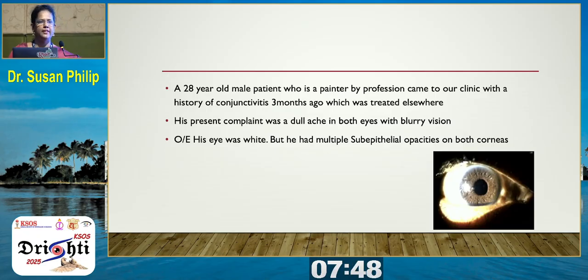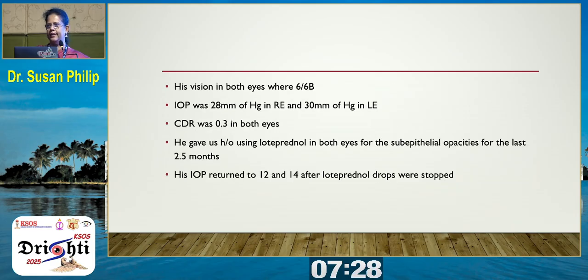So let me first present to you a patient who has come to us, a 28-year-old male patient who is a painter by profession. He came to our clinic with a history of conjunctivitis 3 months ago, which was treated elsewhere. His present complaint was a dull ache in both eyes with blurry vision. His eyes were white, but he had multiple subepithelial opacities in both corneas, and his vision was 6/6 blurred in both eyes. Intraocular pressure was 28 millimeters of mercury in the right eye and 30 in the left eye.